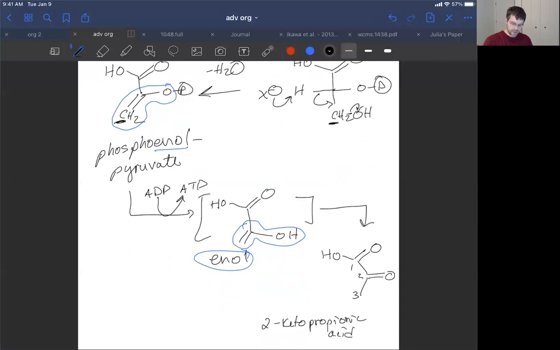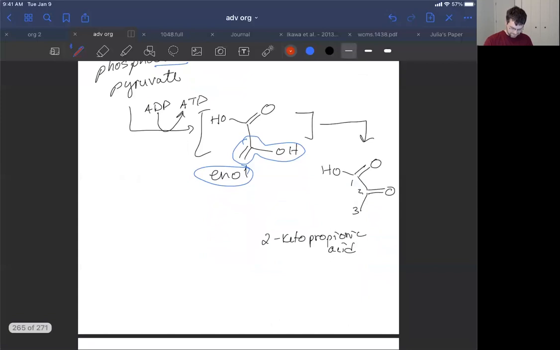Nobody calls this 2-keto propionic acid. This is an important molecule called pyruvic acid, or pyruvate.